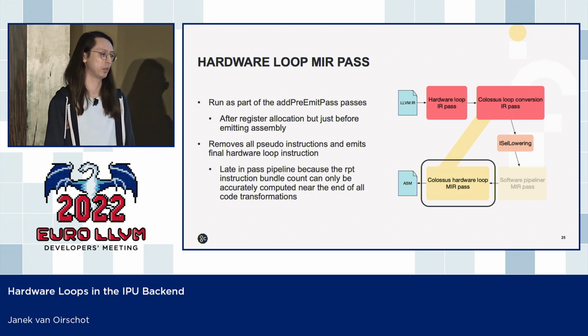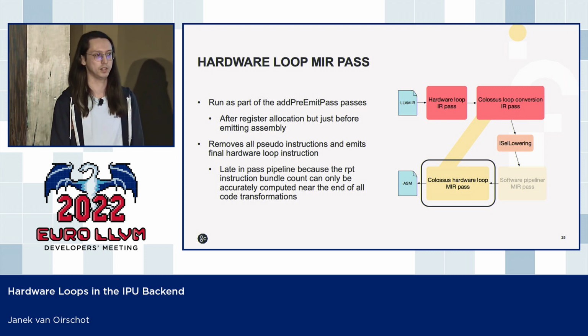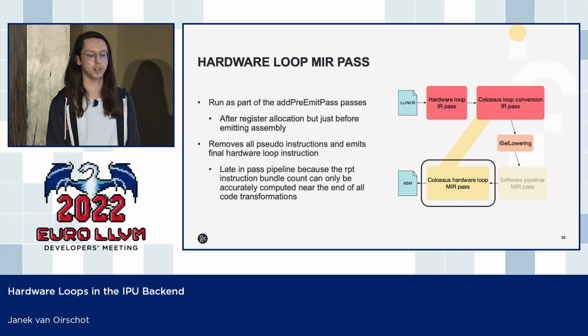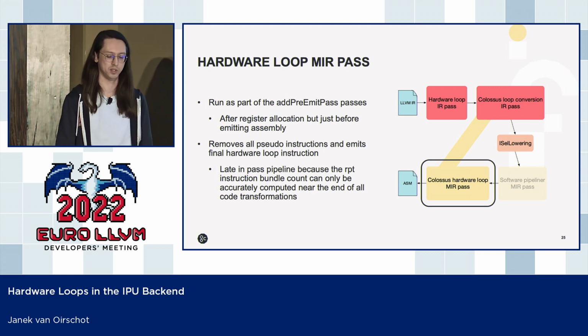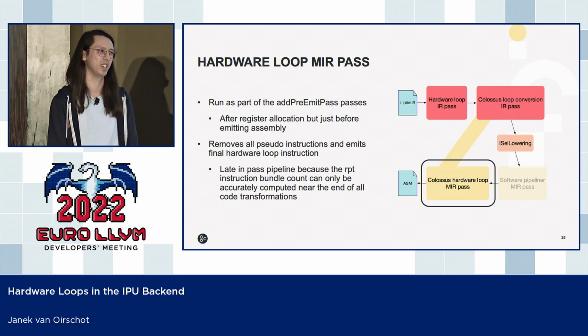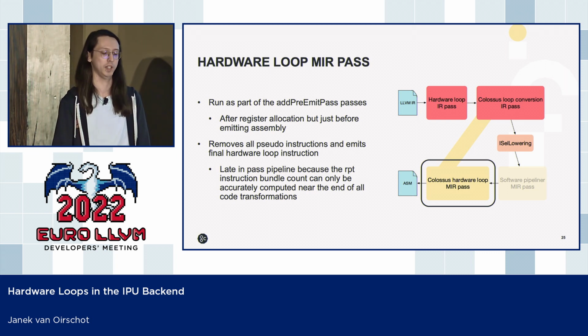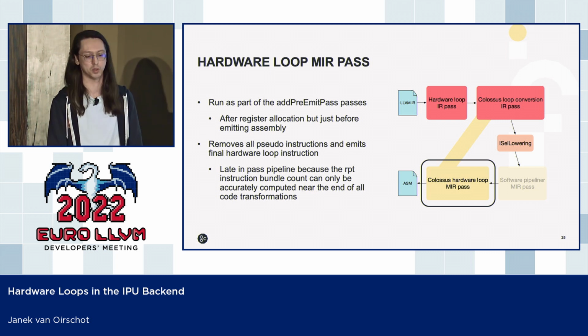Then comes the hardware loop MIR pass, which is run as part of the add pre-emit pass, which is after register allocation, but a couple stages before emitting assembly. The goal is to remove all the pseudo instructions and emit the MIR of the hardware loops. The reason it is so late within the pipeline is because at this stage we can actually count the bundles required for the repeat without having to be concerned with more code transformations afterwards.